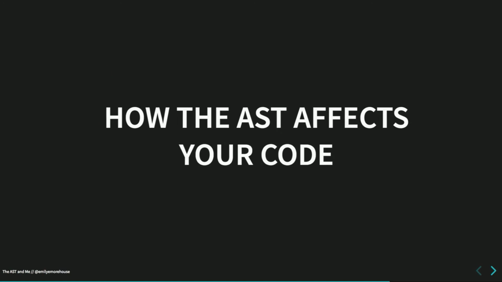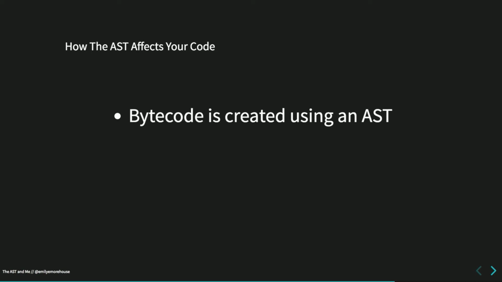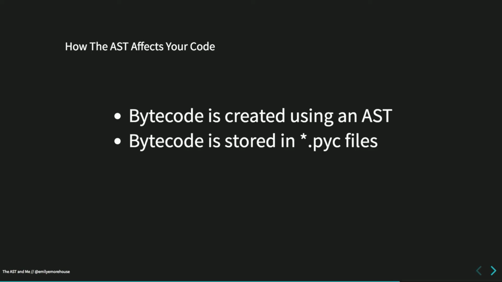So now let's talk about how the AST actually affects your code. So we now know that bytecode is created using an AST. And so for Python, bytecode is actually stored in PyC files. Python uses something called a magic number to determine when your code is changed and when that bytecode needs to be regenerated. So if you're making a change in one file, it doesn't actually have to regenerate the bytecode across the board for all of your files.